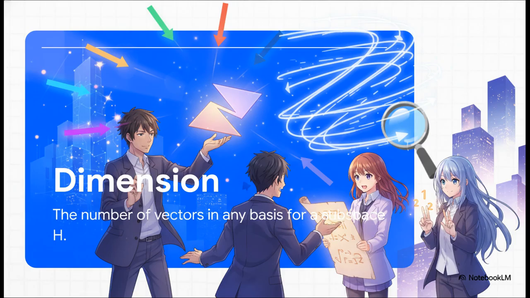For you, as a researcher, this tells you the exact number of independent variables you truly need to describe your system. The hard part is finding the basis. Counting the vectors is the easy part.